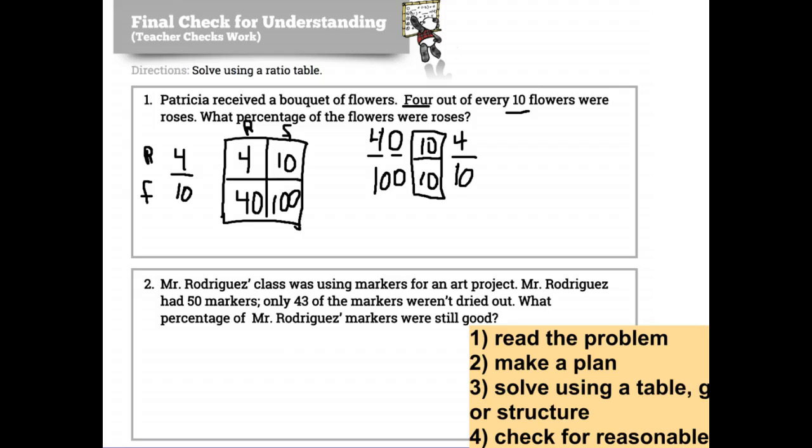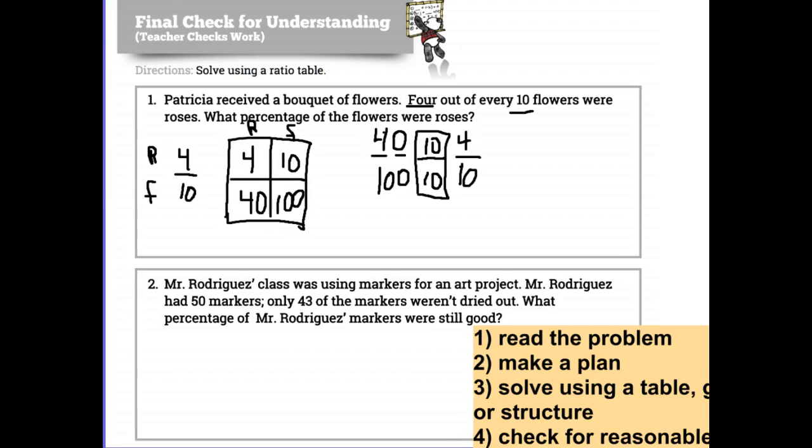Okay, and let's check the second one. Okay, so Mr. Rodriguez's class was using markers for an art project. Mr. Rodriguez had 50 markers. Only 43 of the markers weren't dried out. Clearly, the students did not put the caps back on when they were done. What percentage of Mr. Rodriguez's markers were still good?